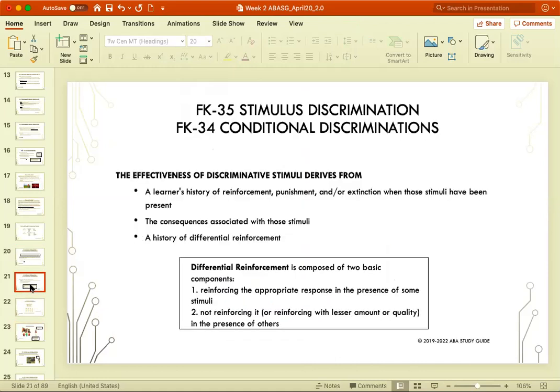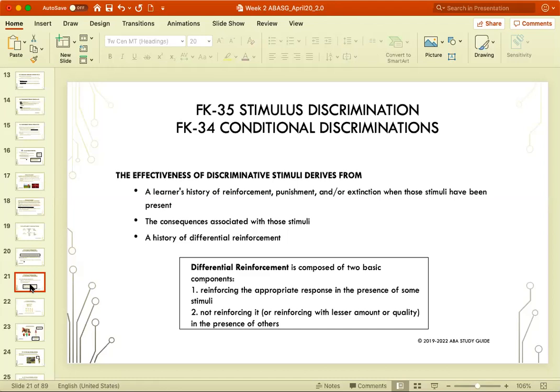So the effectiveness of your discriminative stimuli derives from a learner's history. You don't just point to B and I reinforce you one time. That's not going to make it a discriminative stimulus. There needs to be a history of reinforcement, punishment, and or extinction when those stimuli are present. The effectiveness of your SD derives from the consequences that are associated with that stimulus and your history of differential reinforcement.